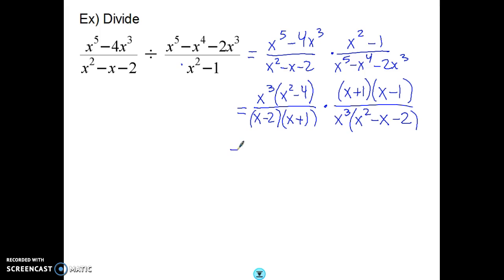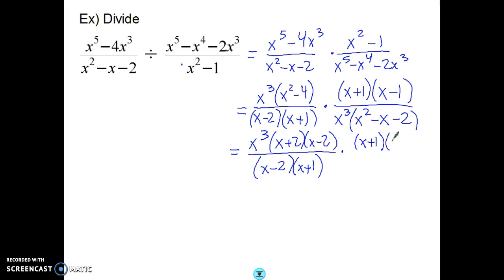We can keep factoring here actually, because x squared minus 4 factors again. So this is really x cubed times x plus 2 times x minus 2. And then the denominator here is already done. X minus 2 times x plus 1. And over here, x plus 1 times x minus 1 is our numerator. Over this also factors again, x squared minus x minus 2. We already factored one time before. This is x minus 2 times x plus 1. Again, you can see a lot of factoring in this unit.